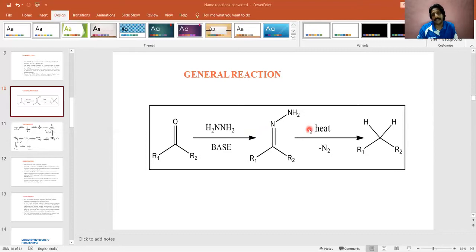What happens next? We are using a base. So you have to understand one point. Base here we are using to abstract the proton, or we can say that base we are using here to grab the proton. Base we are using for deprotonation. All right. So when we use hydroxide ion as a base, it will grab a proton, meaning the resulting compound will be water, along with the formation of anions on the hydrazone fragment.